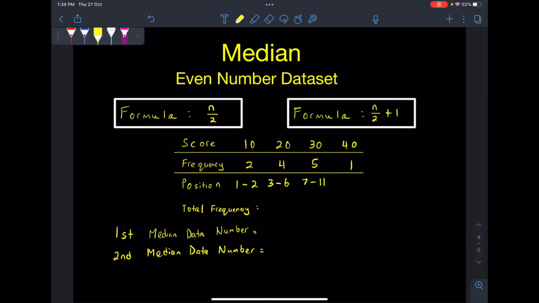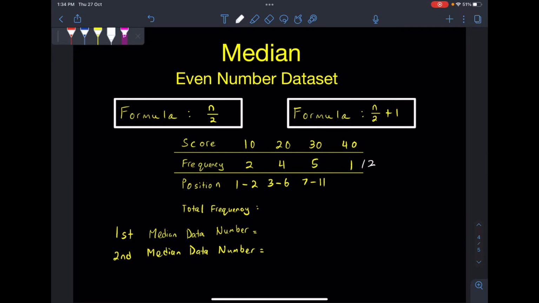Now this is a bit special, guys, because there's only one more number remaining, right? The frequency, there's only one more number remaining. Now take for instance, if I change the question a little bit, say I say that the frequency here is 2 instead, right? Not 1.